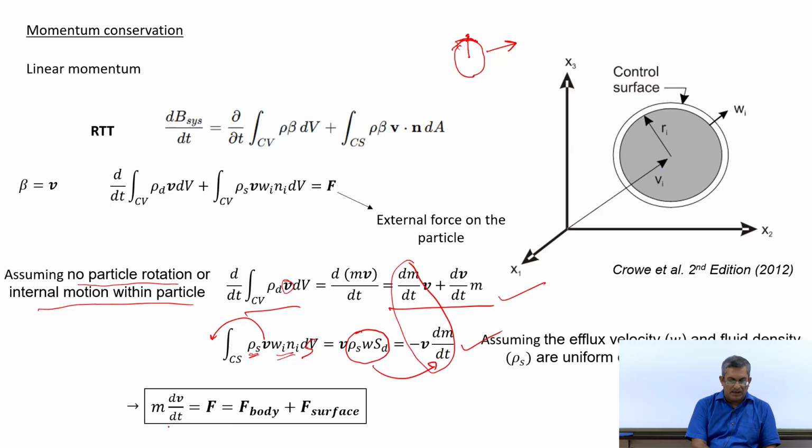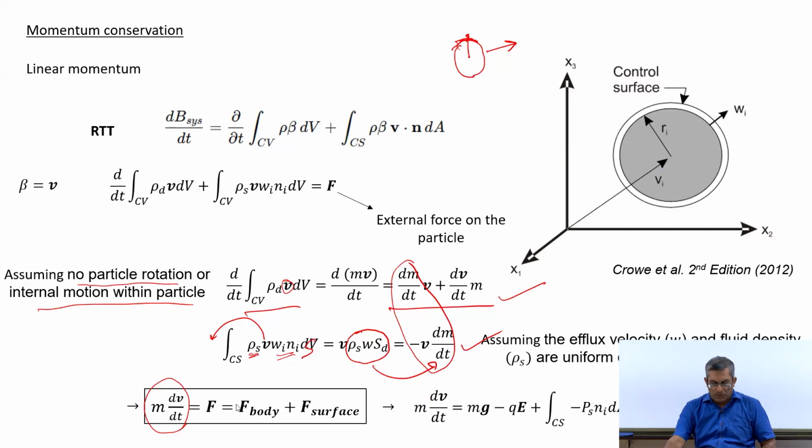So, now here you see we get this expression even if we have the vapor leaving the surface. So, basically what the equation tells you is that the fundamental equation remains the same whether we are considering a rigid particle or an evaporating particle. Okay. Now, this force is equal to the external force, which can be body force and the surface force on the particle.